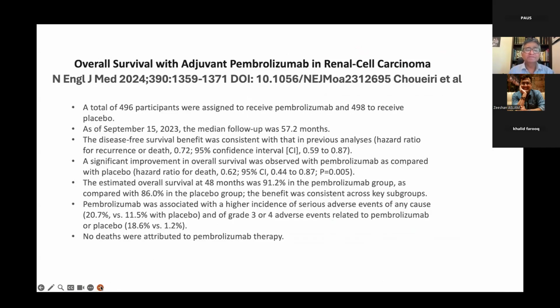But what are the other factors to look at? 496 participants were assigned to receive pembro. And it's a big study, almost 1,000 patients. Median follow-up is 57 months. Disease-free survival hazard ratio is 0.72, and there is a significant improvement in overall survival, hazard ratio 0.62. So estimated overall survival is 91.2% in the pembro group and 86% in the placebo group.